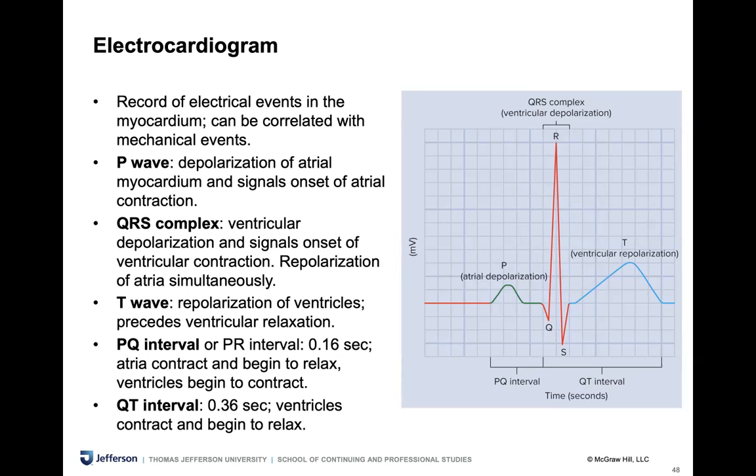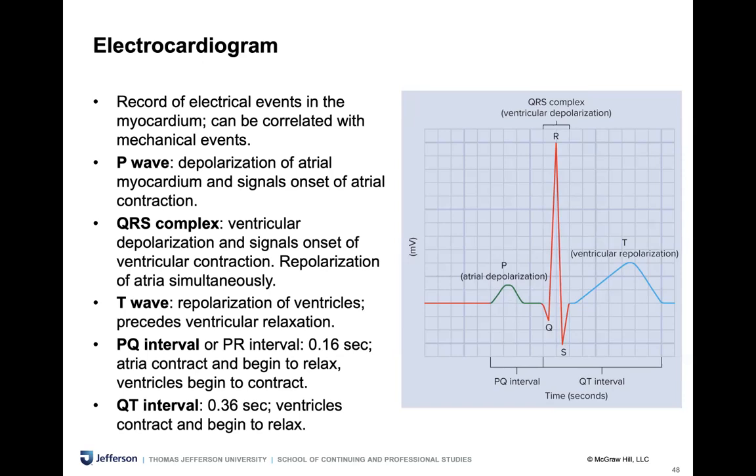Now, the atria are repolarizing during the same time as ventricular contraction, and that is going to mask the electrical activity that we would typically see on an EKG, so you're not going to see it. The atria are repolarizing at the same time as the QRS complex. The T wave is the repolarization event of the ventricles.